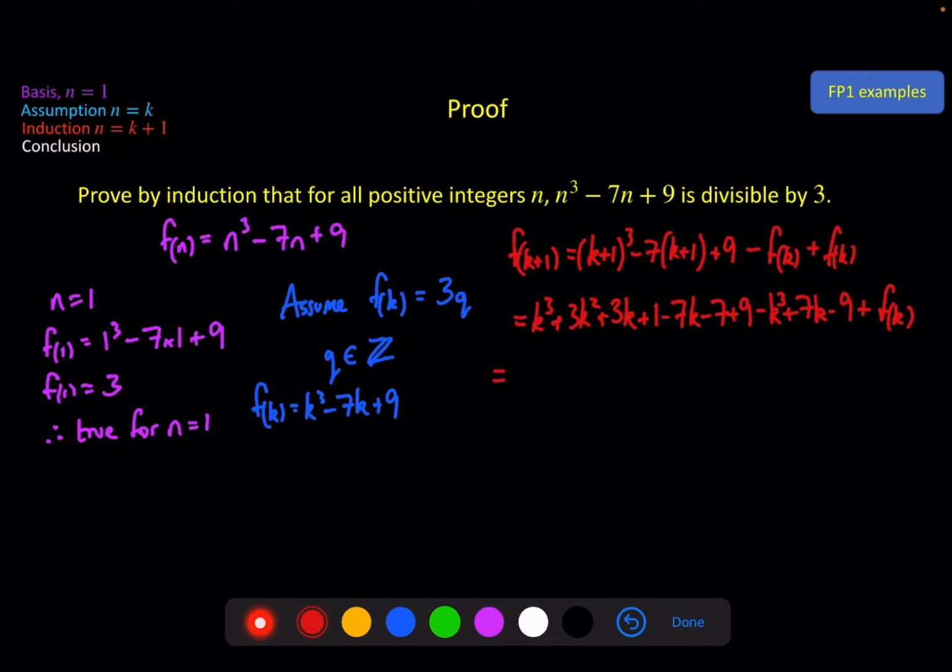Combine what I can, cancel what I can. I can cancel the k cubes, that's good, I don't want those. Then I've got 3k squared and plus 3k. Oh, there's more I can cancel. Oh, there's more than that. Of course, I can cancel those as well. So I've got plus 3k plus 1 minus 7 is minus 6 plus f of k, and this is nice because all of these are divisible by 3.